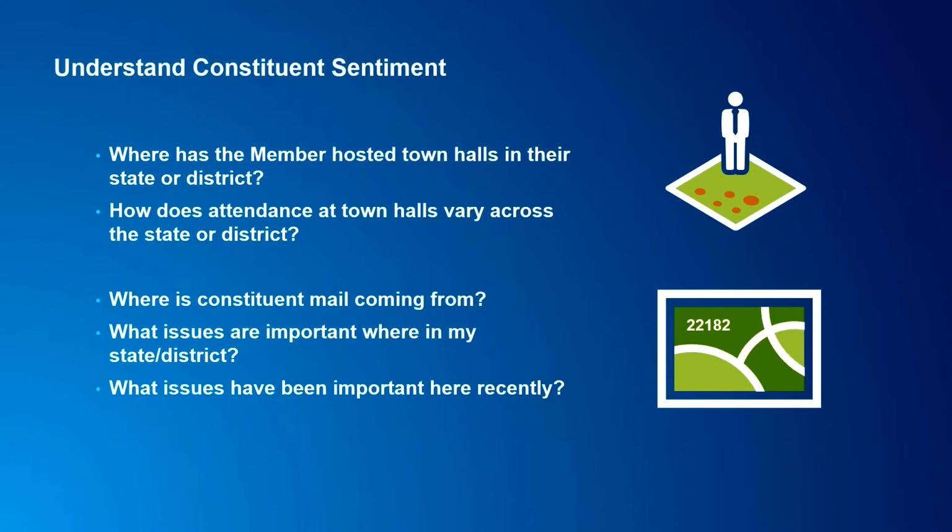One of the other really popular uses of GIS is to understand where constituent mail is coming from. So mapping usually by zip code, counts of correspondence or rates of correspondence. This can help you answer, what issues are important where in my state or district, so who across the state or district really cares about a particular issue. And also looking at the time element, what issues have been important here recently? Are they consistently important? Are people writing in about them all the time or just at certain times?